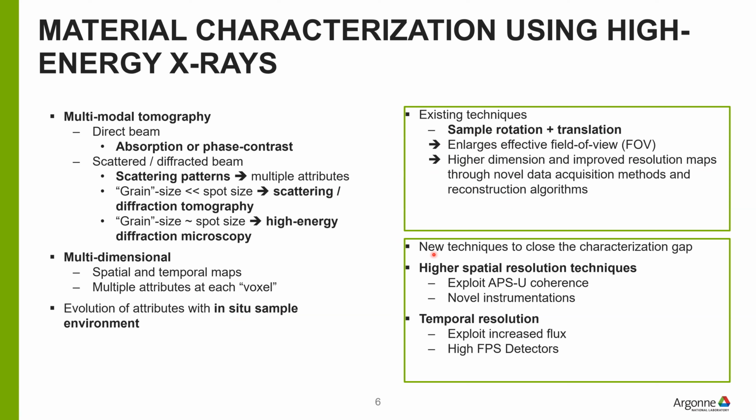And then, of course, there are the new techniques coming up on the horizon. With the APS-U, we will try to close the characterization length gap by deploying measurement techniques that can really take advantage of the APS-U coherence to attain higher spatial resolution at the length scale of nanometers, tens of nanometers, and also temporal resolution by exploiting increased flux, and also new technologies that can deliver higher frame rates.